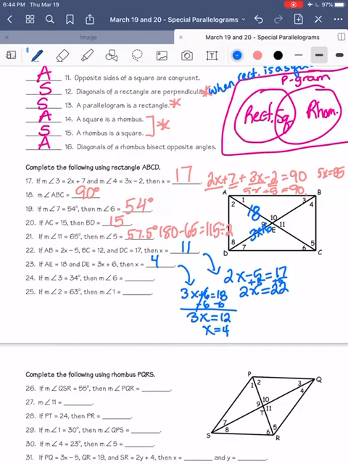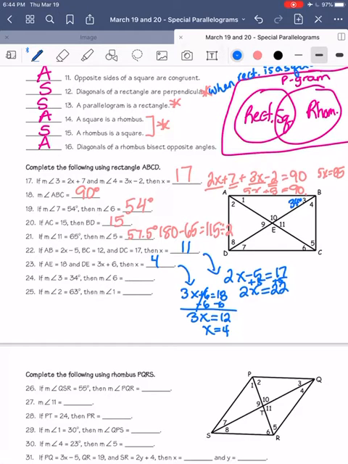Okay, and now let's erase and keep going. All right, so the next one says if the measure of angle 3 is 34 degrees, so I'm going to put 34 degrees in here, then what's the measure of angle 6?